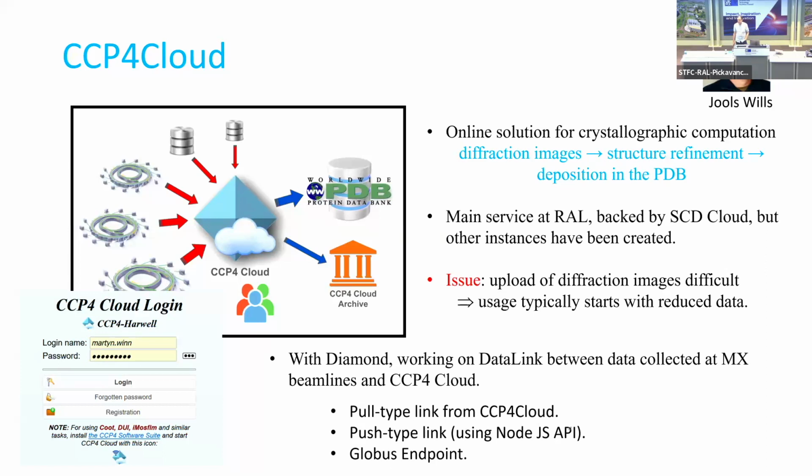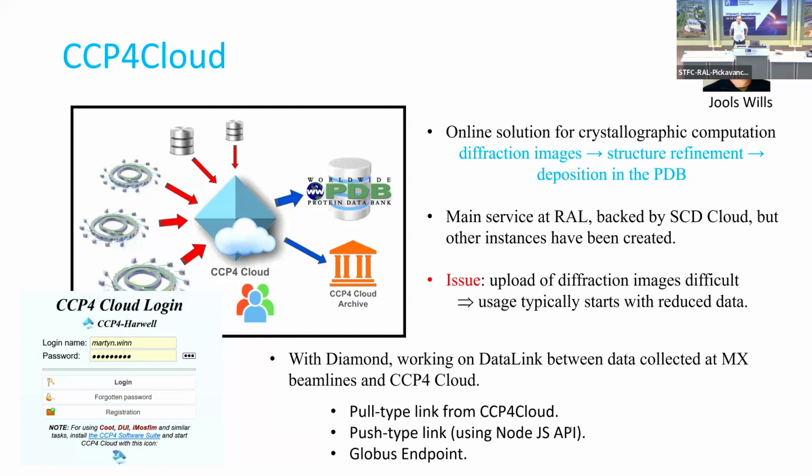An issue has always been that it's quite problematic to upload the original diffraction images to CCP4 Cloud. So people tend to come in a bit later. They do the initial processing locally and then upload the reduced data and work with that.